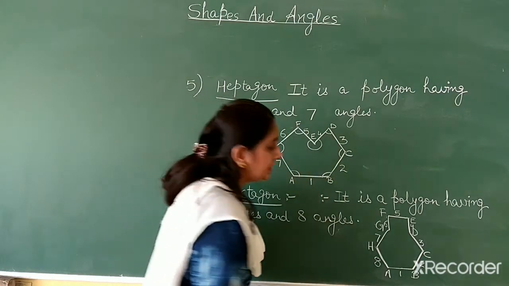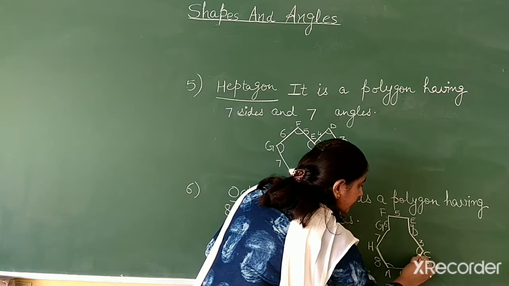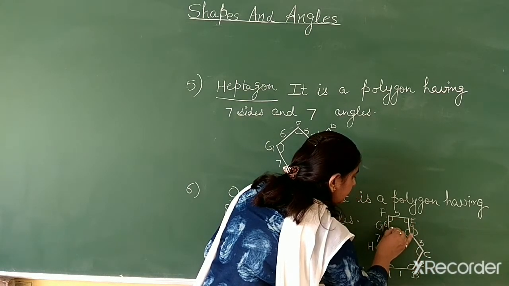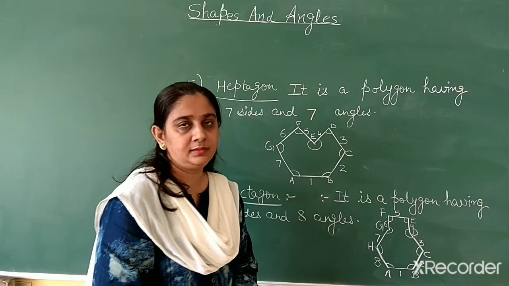Now we will mark 8 angles. This is first angle. This is second, this is third, this is fourth, this is fifth, this is sixth, this is seventh, and this is eighth angle.